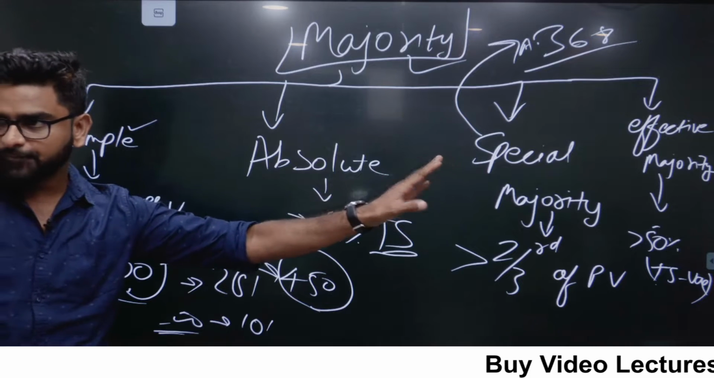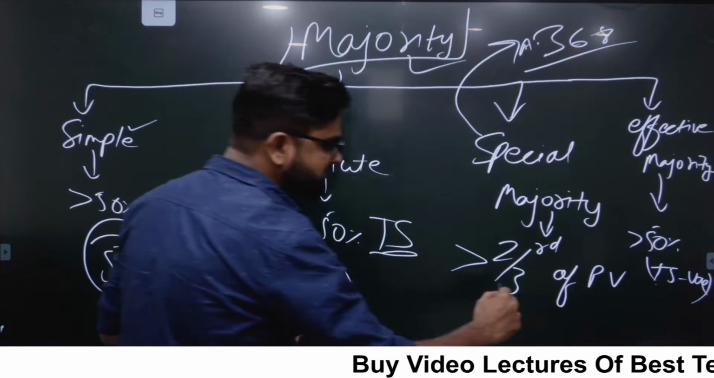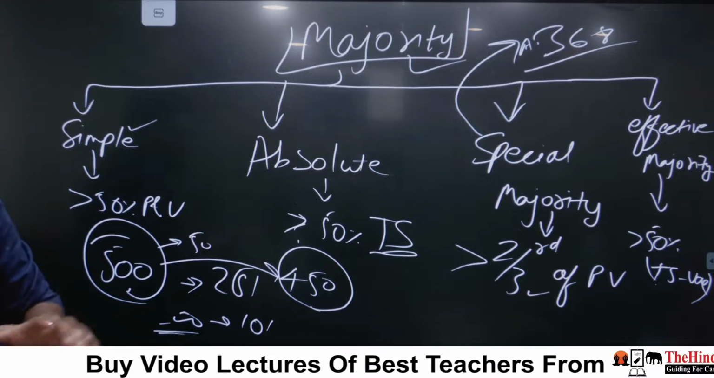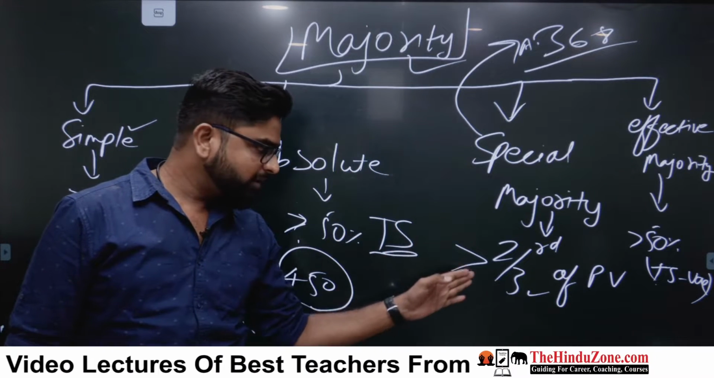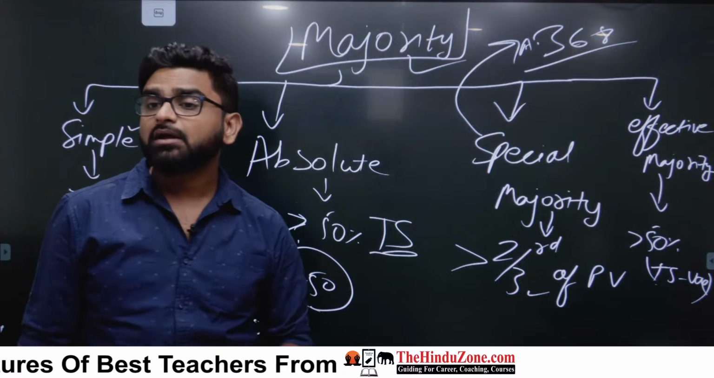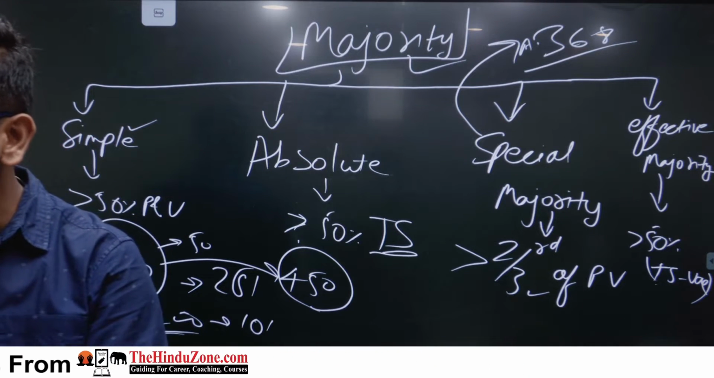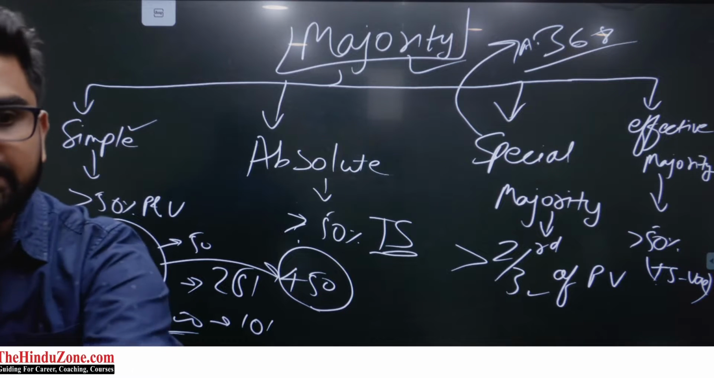These majorities are clear. Now there is a variation in special majority. Normally you require a special majority of two-thirds of present and voting. But there are special bills. There are some special bills in which the interest of states is involved.